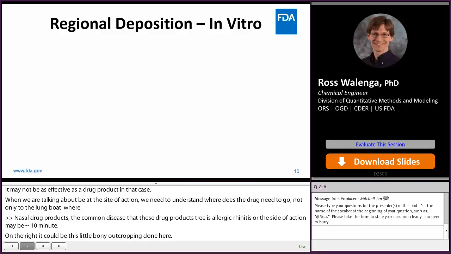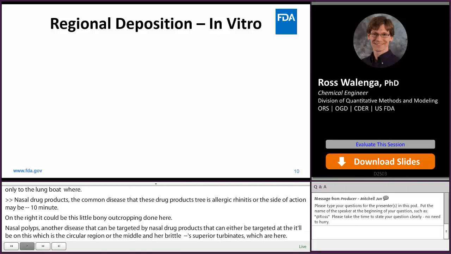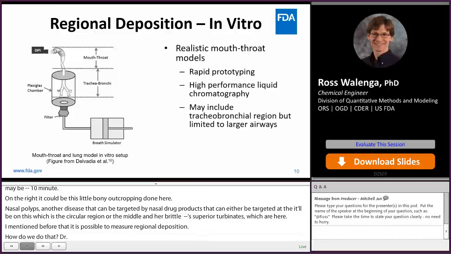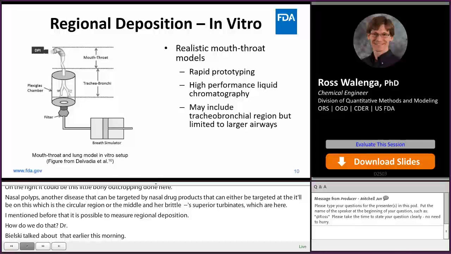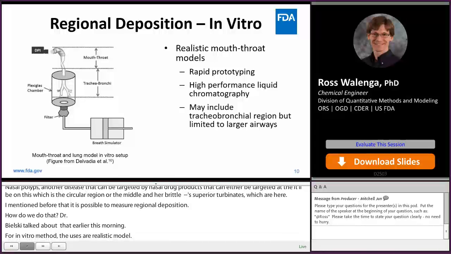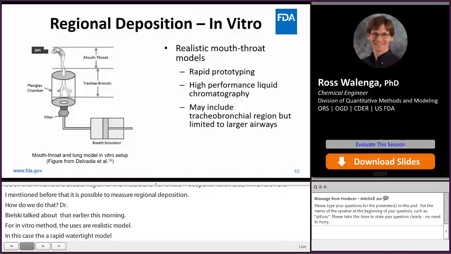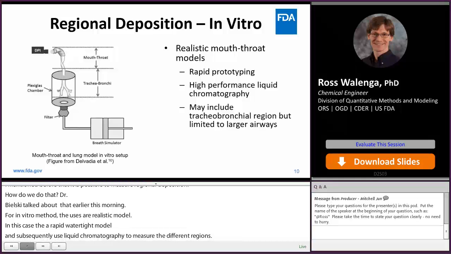I mentioned before that it's possible to measure regional deposition. So how do we do that? Dr. Bielski spoke about this in one of the talks earlier this morning for an in vitro method that uses a realistic mouth-throat model. In this case, you have a rapid prototype model, and then you subsequently use high-performance liquid chromatography to measure the deposition in the various sectioned regions. This can even include the tracheobronchial region, but it's typically limited to the large airways just due to issues with rapid prototyping and the resolution of rapid prototyping.